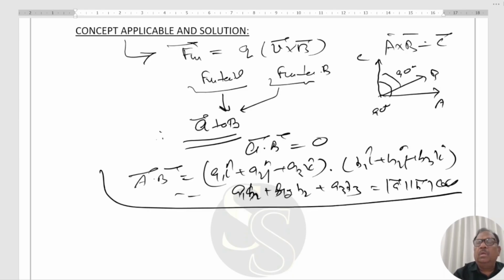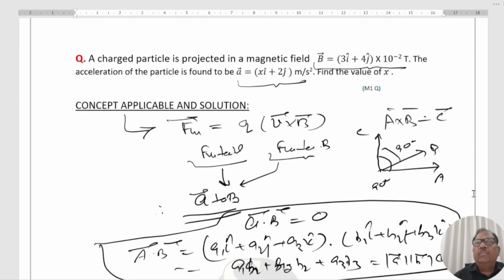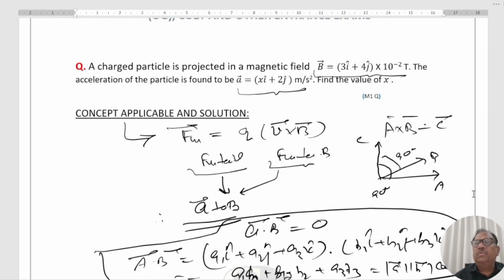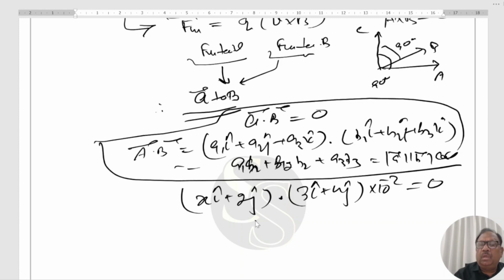Depending on the requirement, we can find out whichever we need, right? Therefore, A is given to you as xi plus 2j, dot 3i plus 4j into 10 to the power minus 2, that is equal to 0. That is 3x plus 8 equal to 0. x equal to minus 8 by 3.